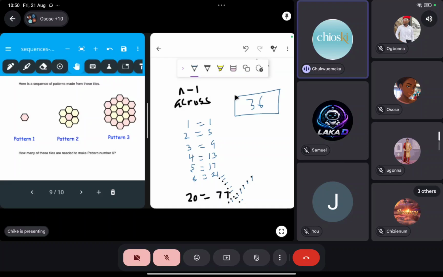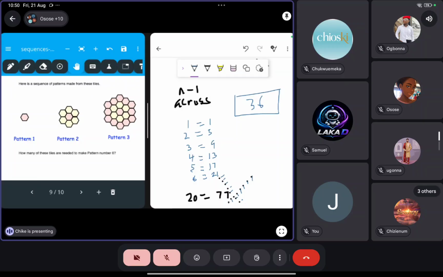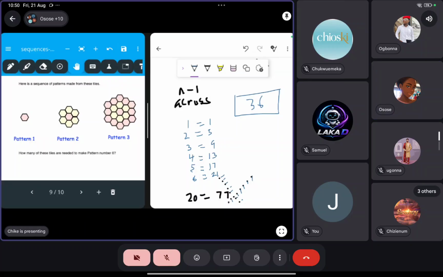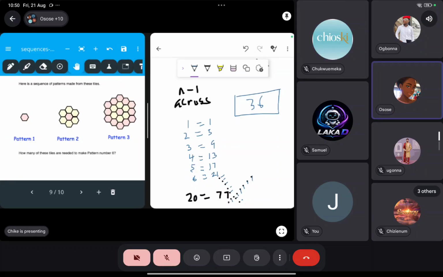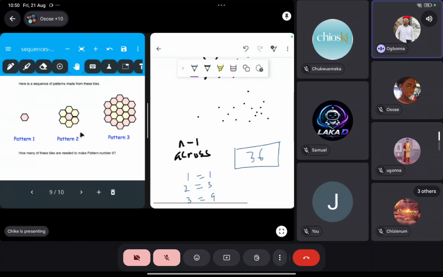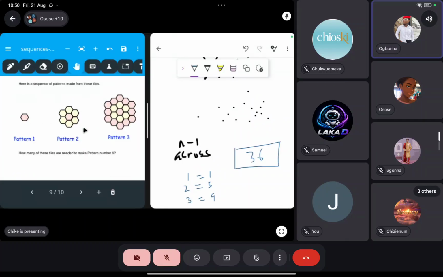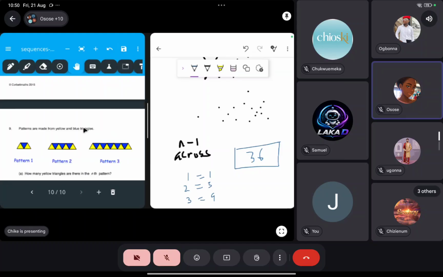Actually, can it be 36, because it's increasing? Okay, you don't think it can be 36? So I did the number of tiles in total. Yes. Okay, sir. I'm coming. So I got 31. Wait, I'm coming now. Okay, I see, reading it.